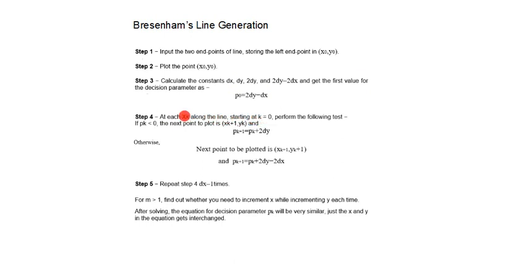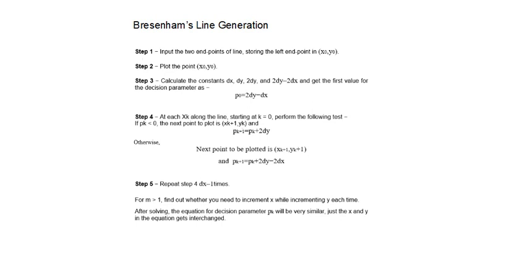So for every x position, we will perform the following test. What is the test? If pk is less than 0, if the value of this decision parameter that you have calculated here is less than 0, then the next point to plot is xk plus 1 and yk, means the value of x is being increased by 1 and yk will remain the same. So we will increase the value of x and we will keep the value of y.